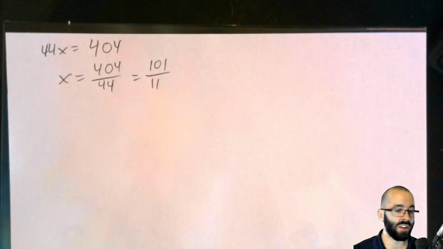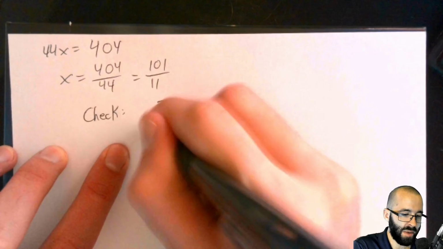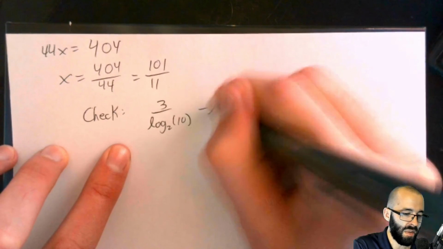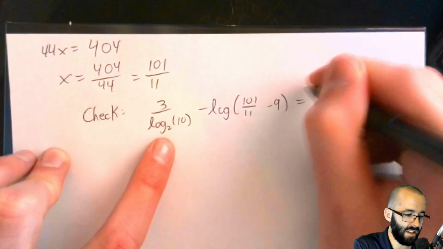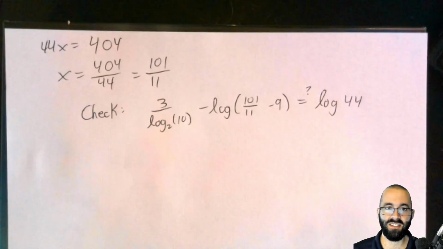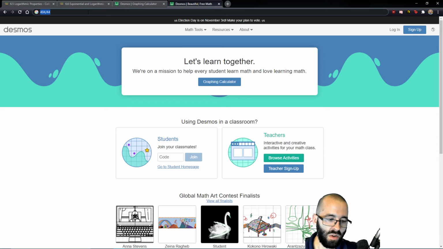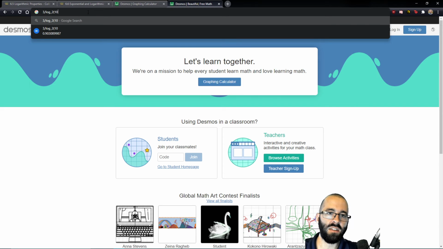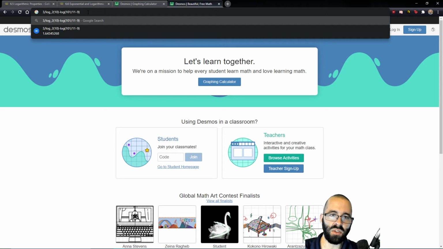Let's check our answer. Let's make sure that this is in the domain. Okay, so we check our answer. And we say, is 3 divided by log base 2 of 10 minus the common log of 101 over 11 minus 9, is that equal to the common log of 44? Let's use a calculator for this one. Okay. So we go off to the side. We say, okay, we've got 3 divided by log base 2 of 10. I think you can type in log base 2 of 10 on this. Minus the common log of 101 divided by 11 minus 9. That's equal to 1.64. Is that equal to log of 44?